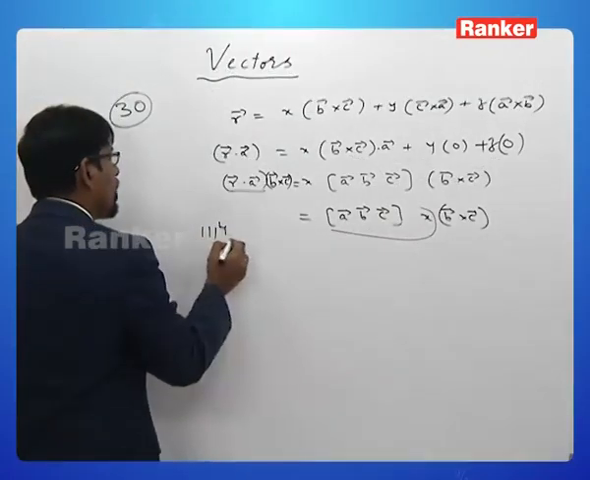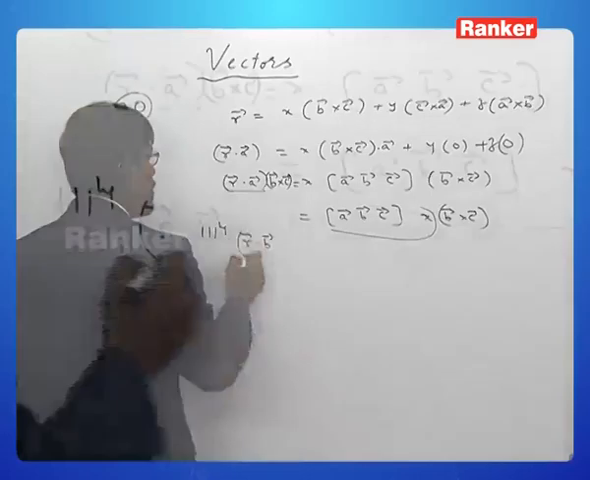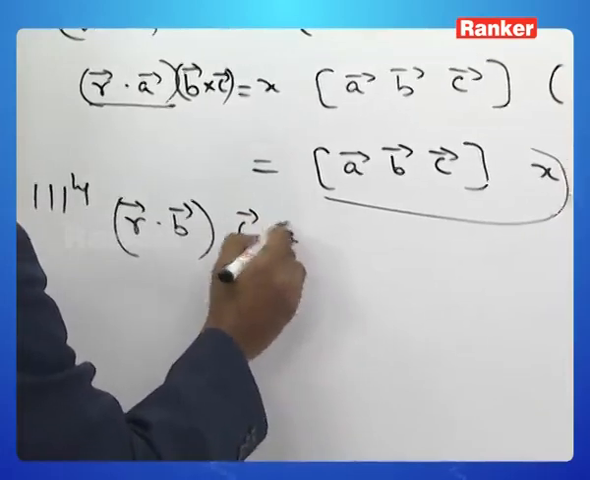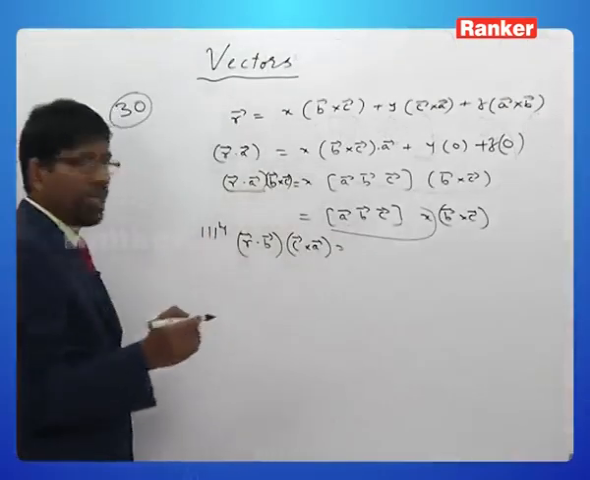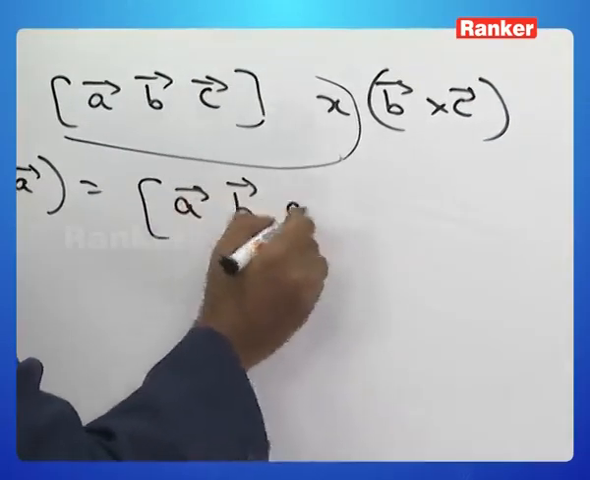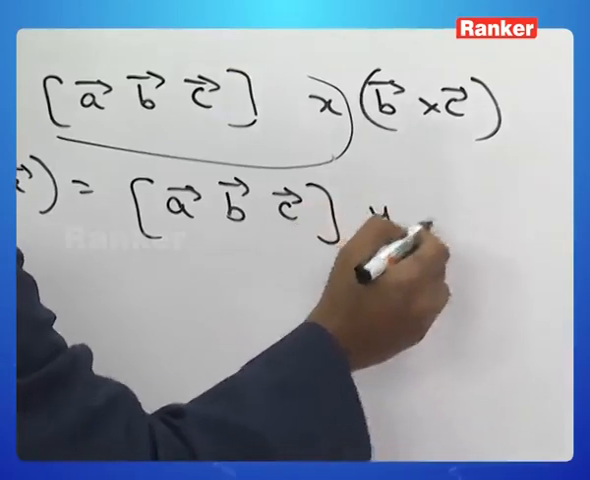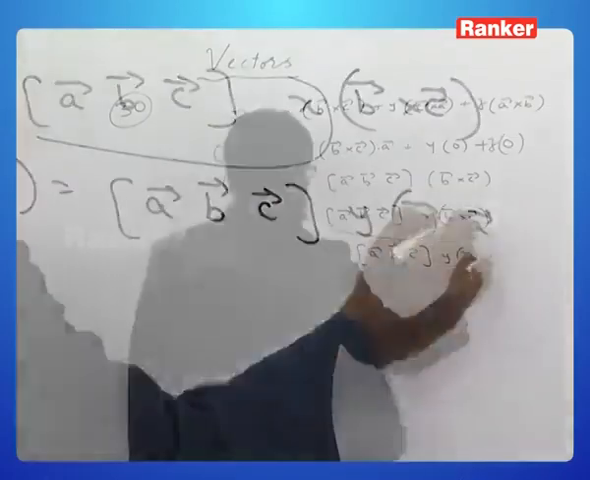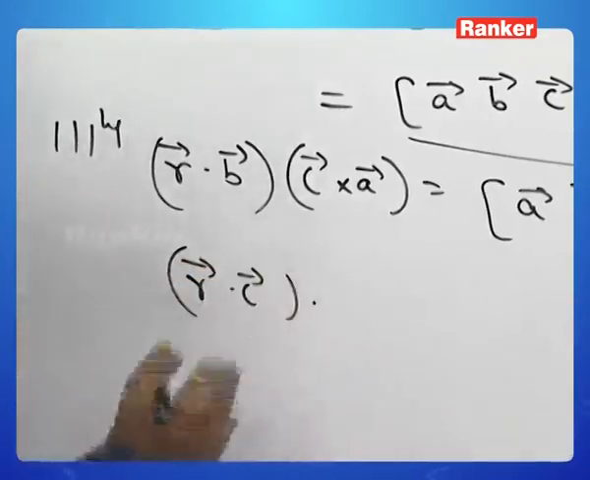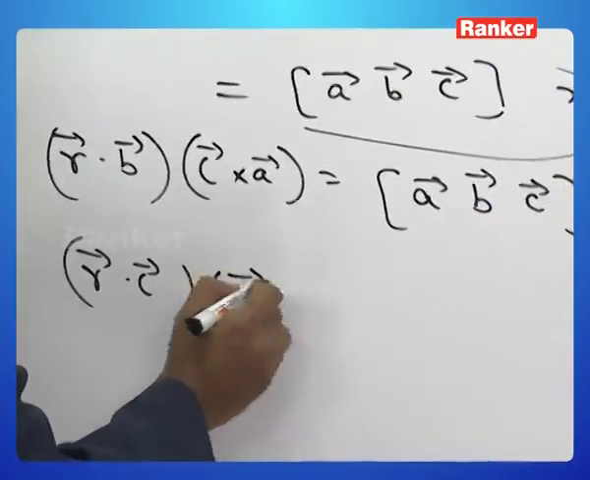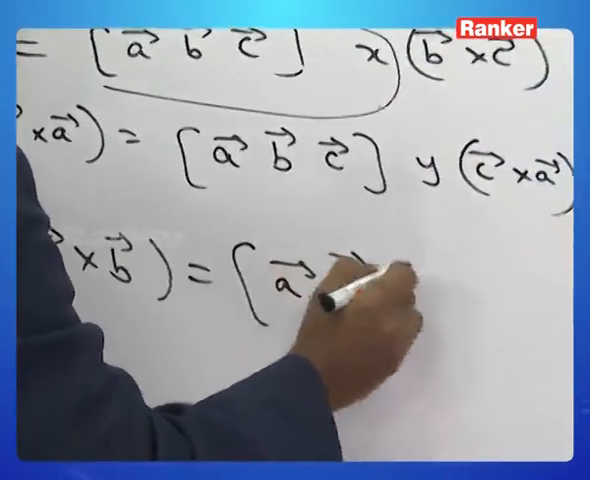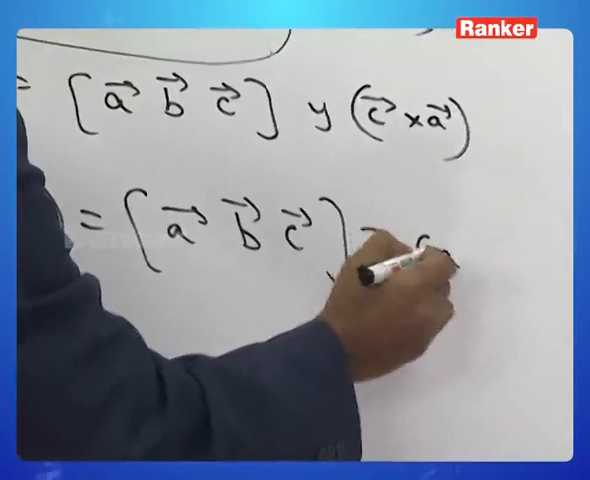Similarly, R bar dot B bar times C cross A is going to be again box of ABC into y times C cross A. And R bar dot C bar times A cross B will be equal to box of ABC again into z times A cross B.